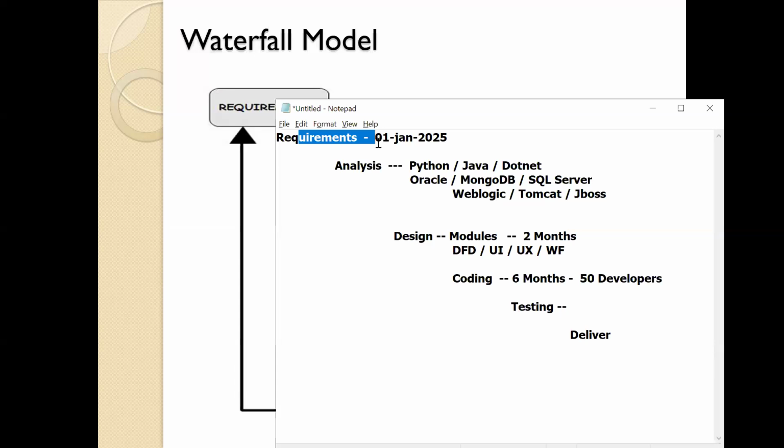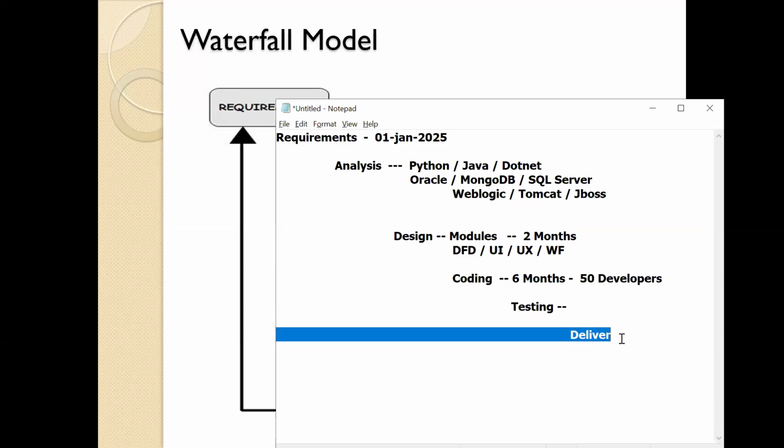But the waterfall model does not support clients giving new requirements. They freeze the requirements, and as per the frozen requirements, analysis, design, coding, testing, they deliver the product. Customers are not entertained to give new requirements. This model does not encourage clients to give new requirements. That does not satisfy the current industry.